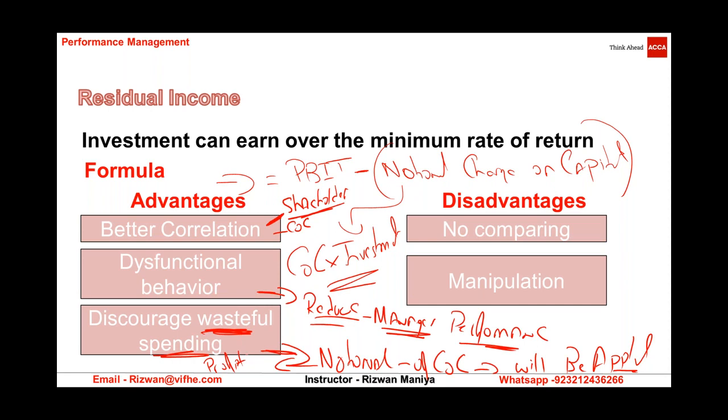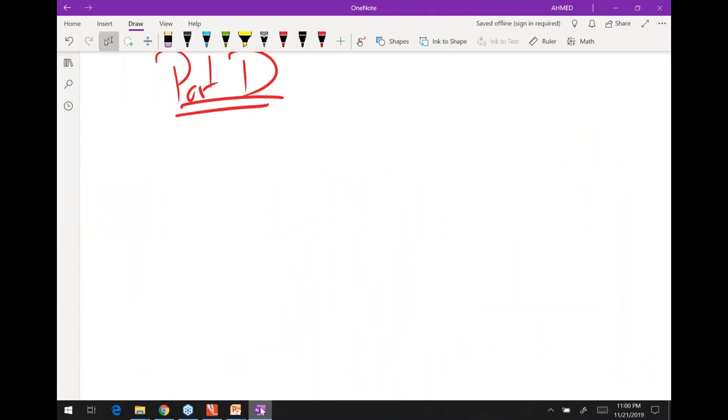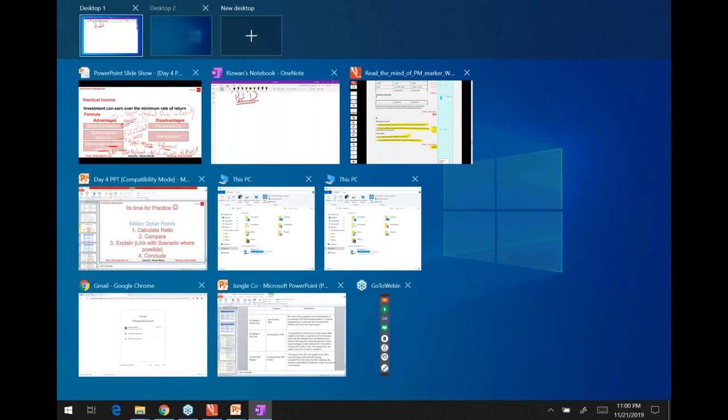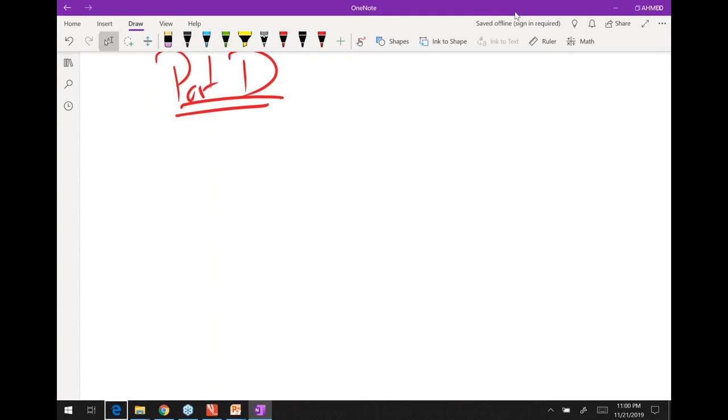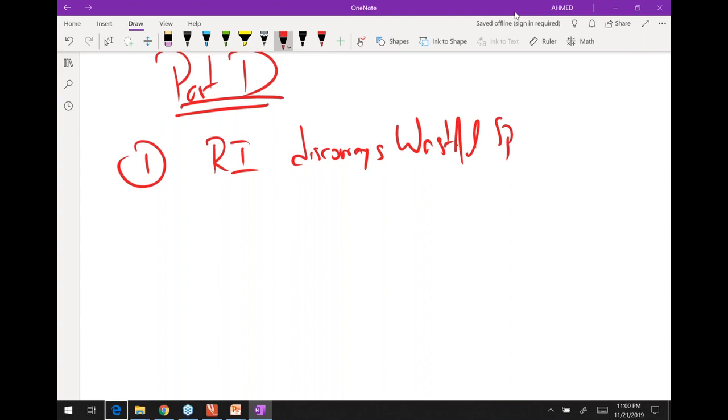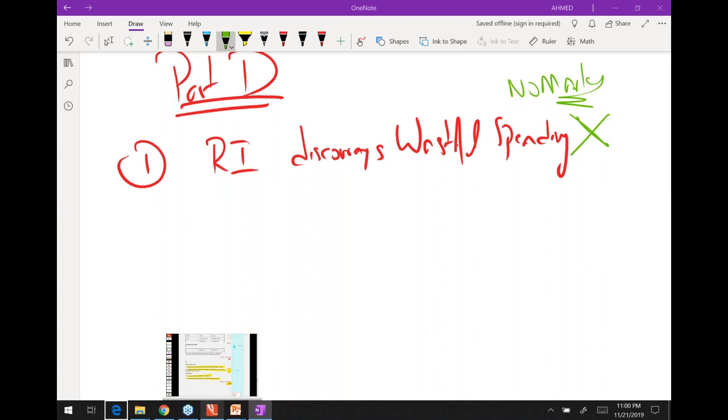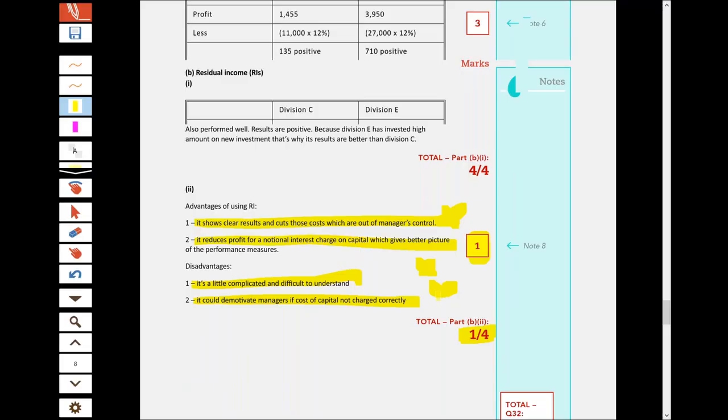Okay. So when writing advantages, if someone of you wrote, for example, "RI discourages wasteful spending," you will be given marks or not? I'm telling you the marking scheme. No marks for such an answer. No marks, until and unless you respect the verb.